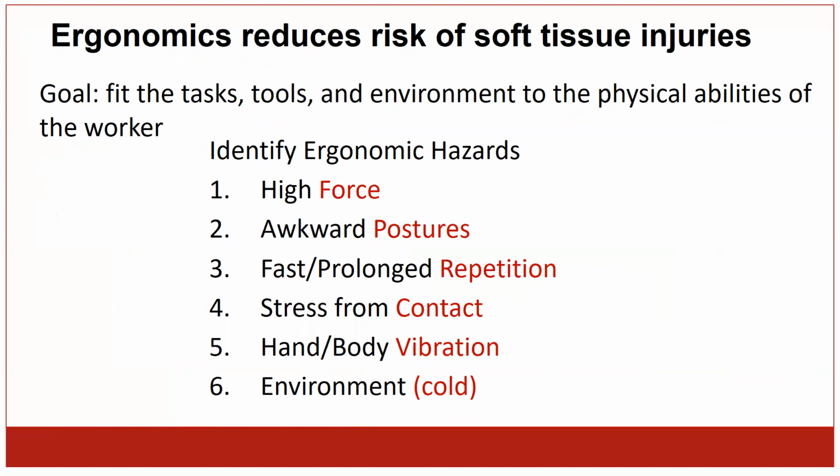Ergonomics is a science to reduce the risk of soft tissue injuries. Since heavy physical demands will cause excess wear and tear on a worker's body, the goal of ergonomics is to fit the job tasks, tools, and environment to meet the physical abilities of the worker. There are several ergonomic hazards that should be considered in each work task because they can make the work too demanding for a worker's body. These hazards are high force, awkward postures, repetitive motions, stress from contact against the body, hand or body vibration, and working in a cold environment.